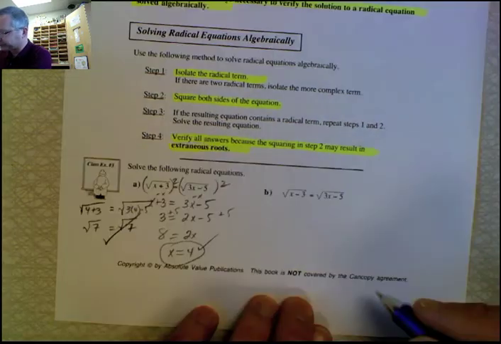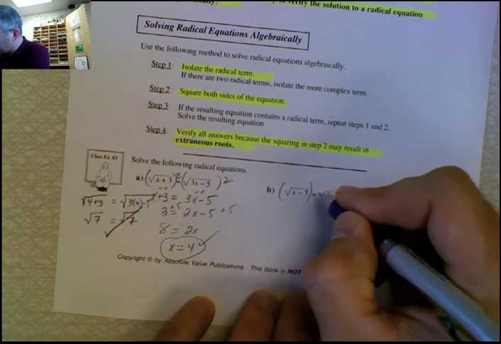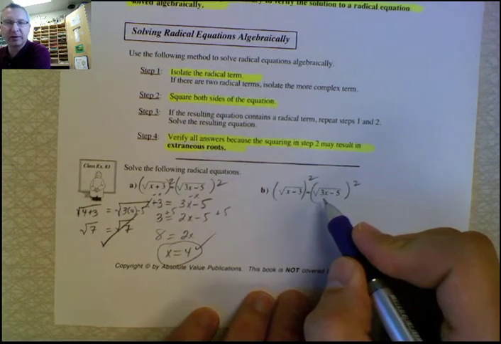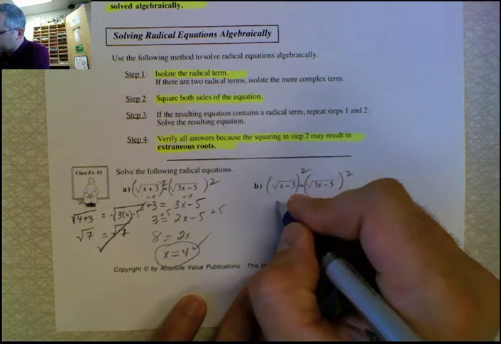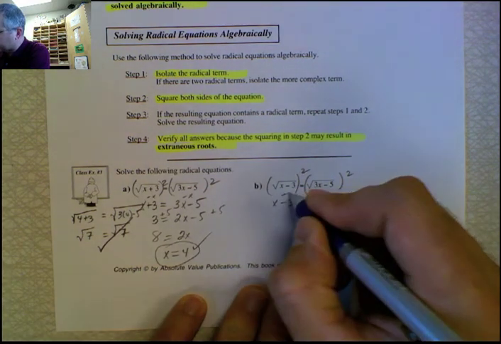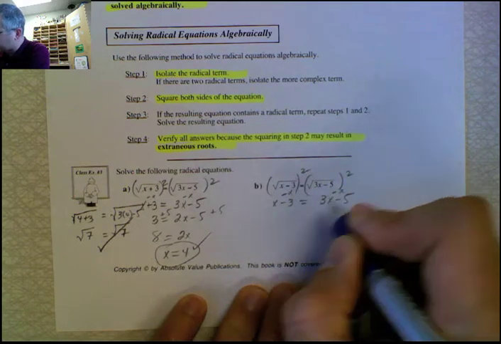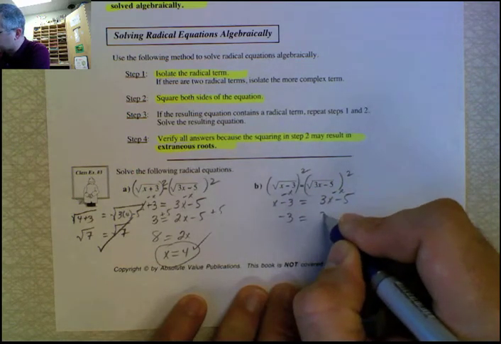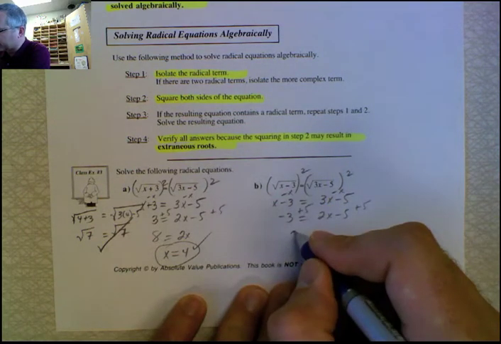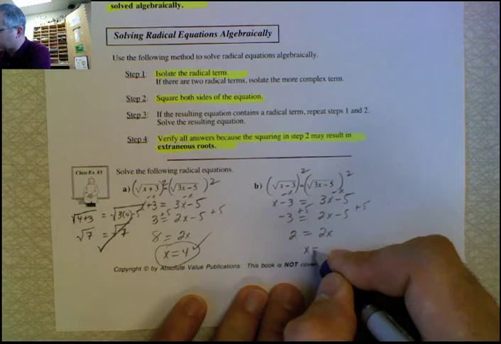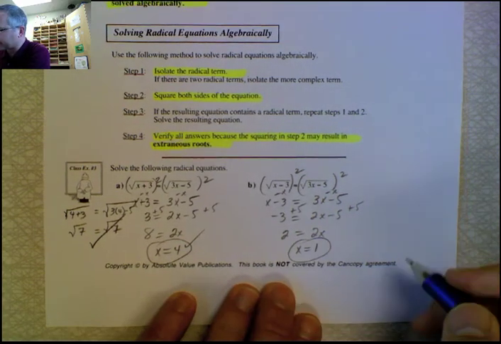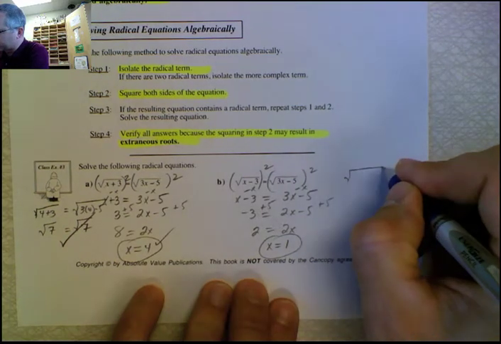This root works. Now we're going to do almost the same equation, except this time we have x minus 3 instead of x plus 3. So when we square both sides, we're going to get x minus 3 equals 3x minus 5. I'm going to subtract x from each side and get negative 3 equals 2x minus 5. I'm going to add 5 to each side and get 2 equals 2x. And when I actually divide by 2, I get an x value of 1. So now I check it.